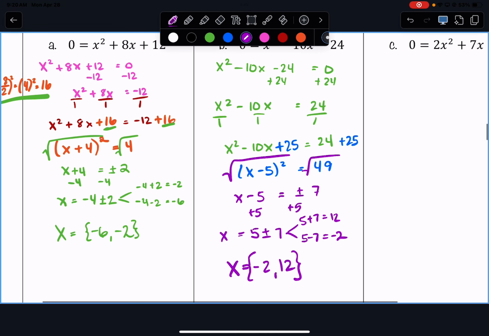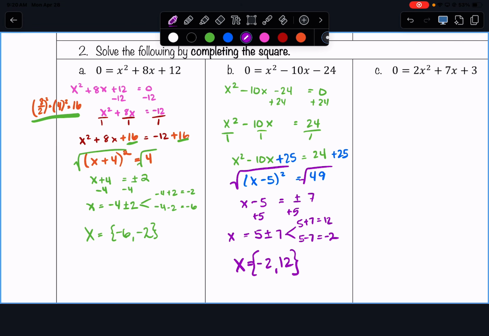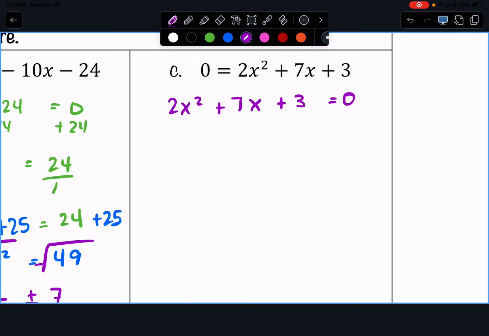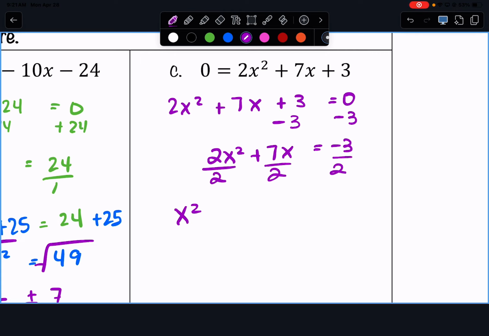All right, and we are going to do C all together, okay? So when we look at C, I want us to go ahead and rewrite it as 2x squared plus 7x plus 3 equals 0. Now, move C. How do I move C? Right. Yep. So we get 2x squared plus 7x equals negative 3. Now I have to divide everything by 2. So we get x squared plus 7 over 2 x equals negative 3 over 2.